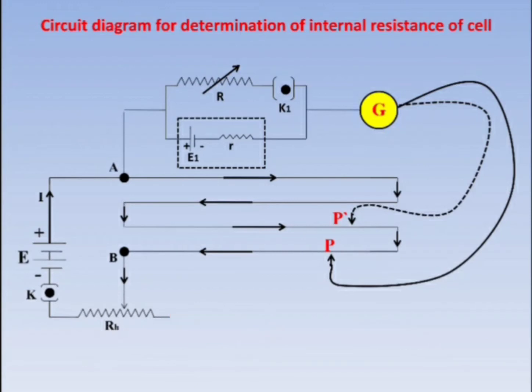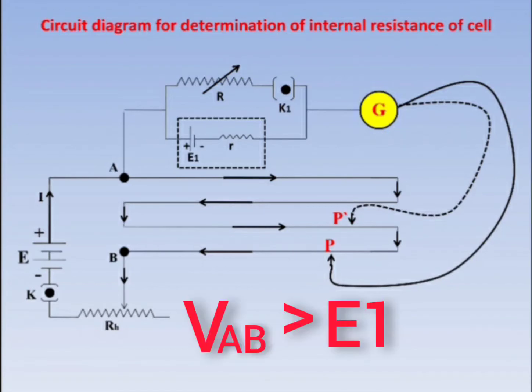The cell of EMF E1, whose internal resistance small r is to be determined, is connected with its positive terminal to end A, where the positive terminal of battery E is connected. The negative terminal of cell E1 is connected to the jockey through the galvanometer. A resistance box R and the key K1 are connected in parallel with the cell E1. Here E must be greater than E1, that is, the potential difference across the wire AB must be greater than the EMF of cell E1.